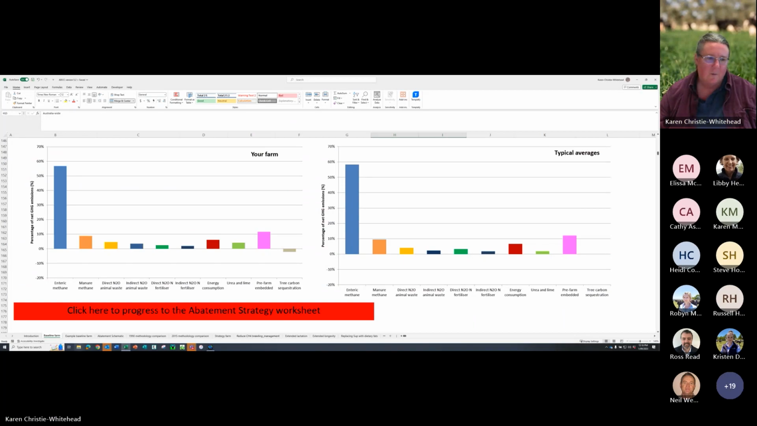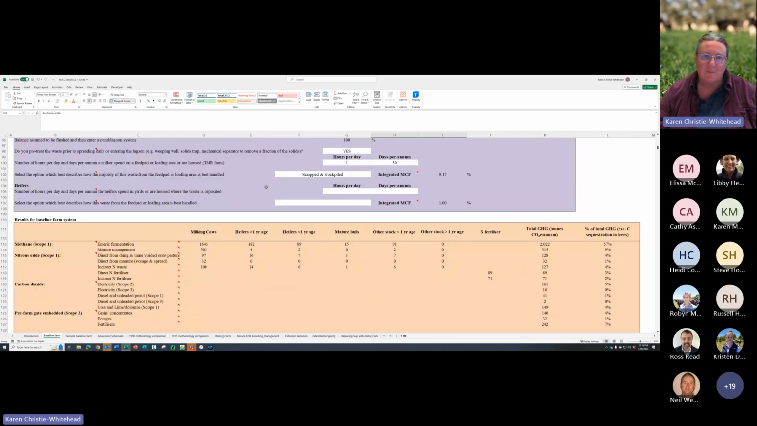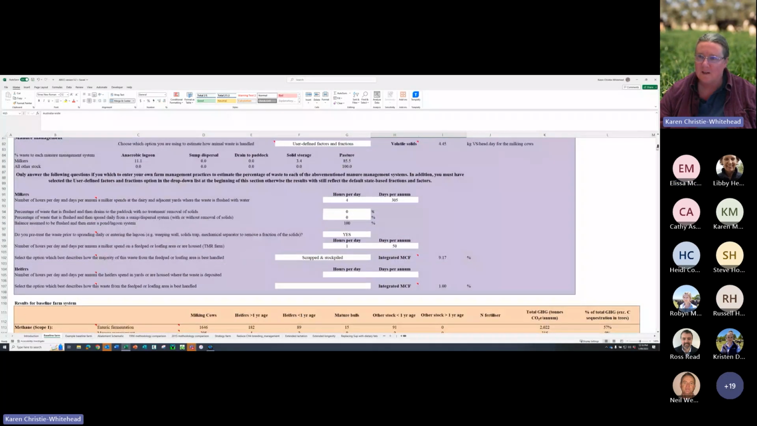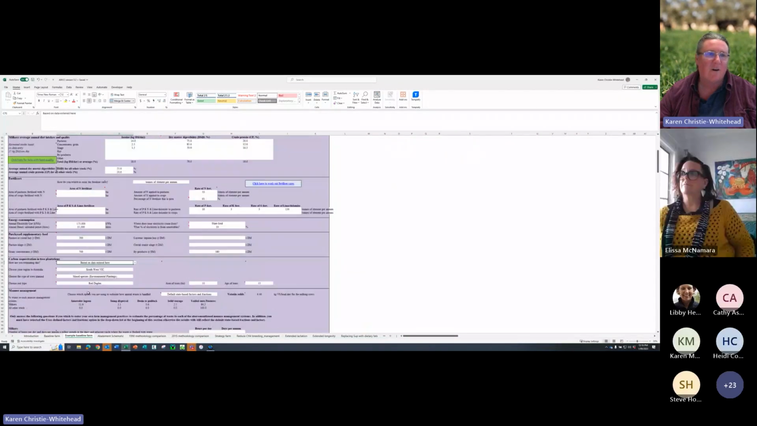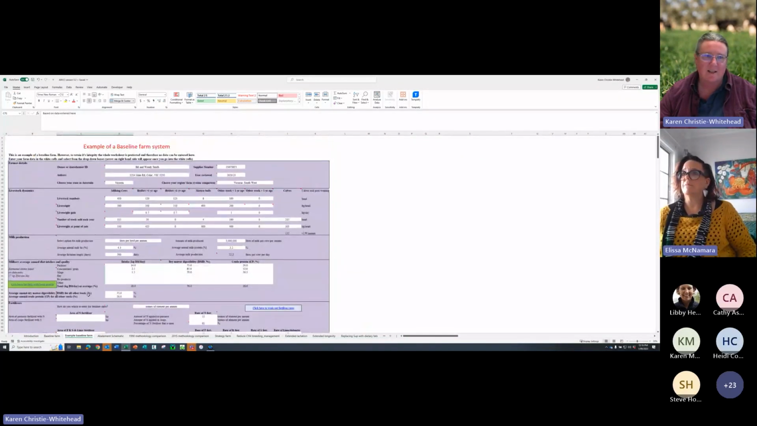Then when you open this calculator, all of these cells, as I said at the start, will be blank. But what I've done is very quickly, I've got a default farm here, and this sheet is actually protected, but it gives you an example farm.